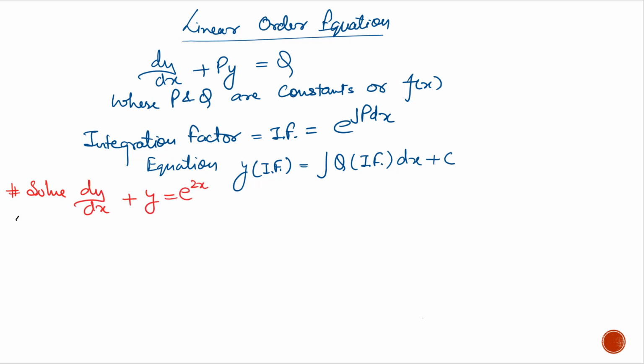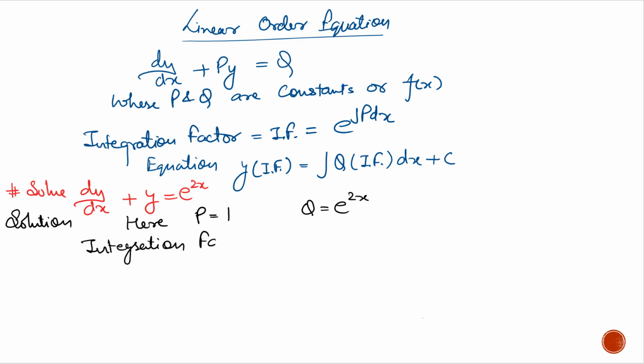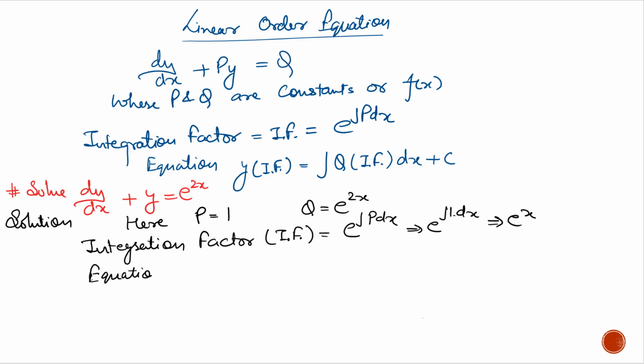Solve dy by dx plus y equals e raised to the power 2x. Here P is 1 and Q is e raised to the power 2x. So first we find the integration factor, which is e raised to the power integration of P dx. P is 1, so the answer is e raised to the power x. Now the equation is y into the integration factor equals the integration of Q into the integration factor with respect to x plus c.